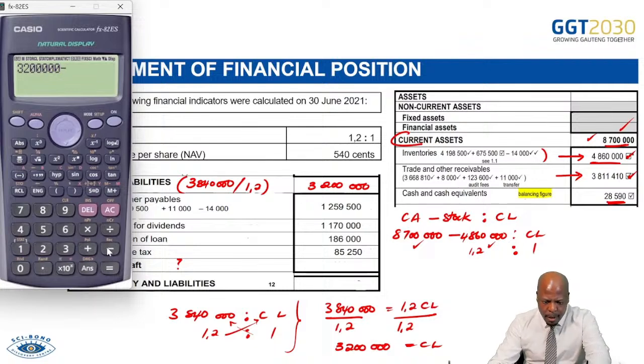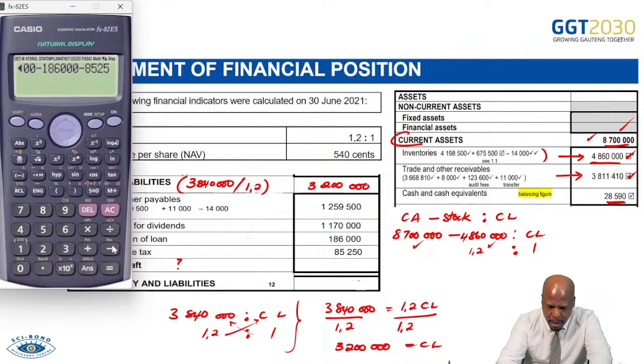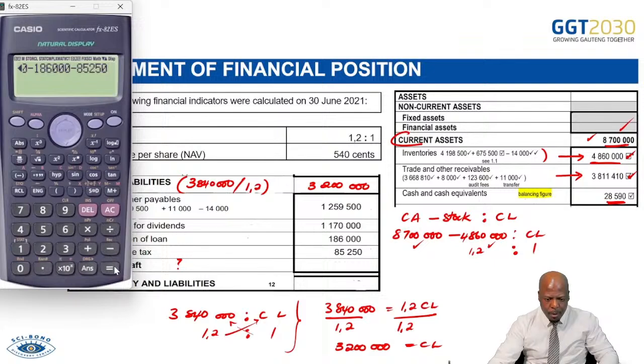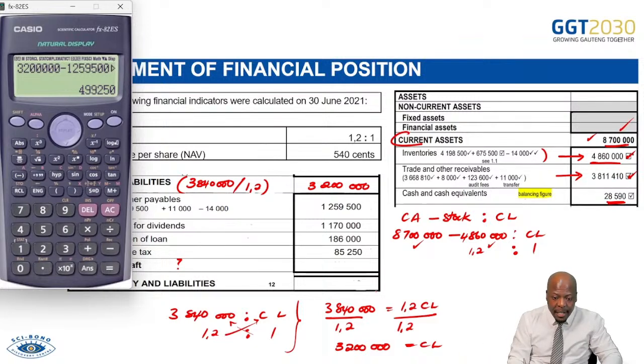Minus the first one, turn to the payables, 1,259,500. I subtract that. Then I'll come again and say minus 1,170,000. I'll go again. Then I'll say minus 186,000. I'll go again and say minus 85,250. And then I'll remain now with 499,250. That becomes my bank overdraft.